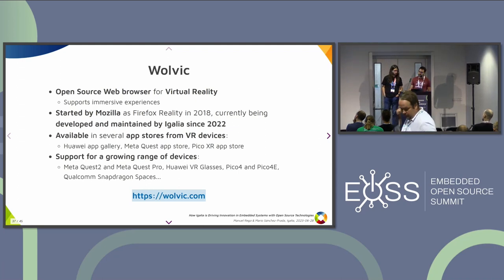Again, this was a project started by Mozilla in 2018, and Igalia took over maintenance of it and forked it. I mean, it was Firefox Reality initially, and we forked it, and it's called Wolvic. We have been maintaining it since early 2022. The good thing now is that if you have one of these virtual reality headsets, it's available in the App Store, at least on most of them. The most popular ones, like the Meta Quest, Pico, or Huawei, you can just go to the App Store, install Wolvic, and give it a try.